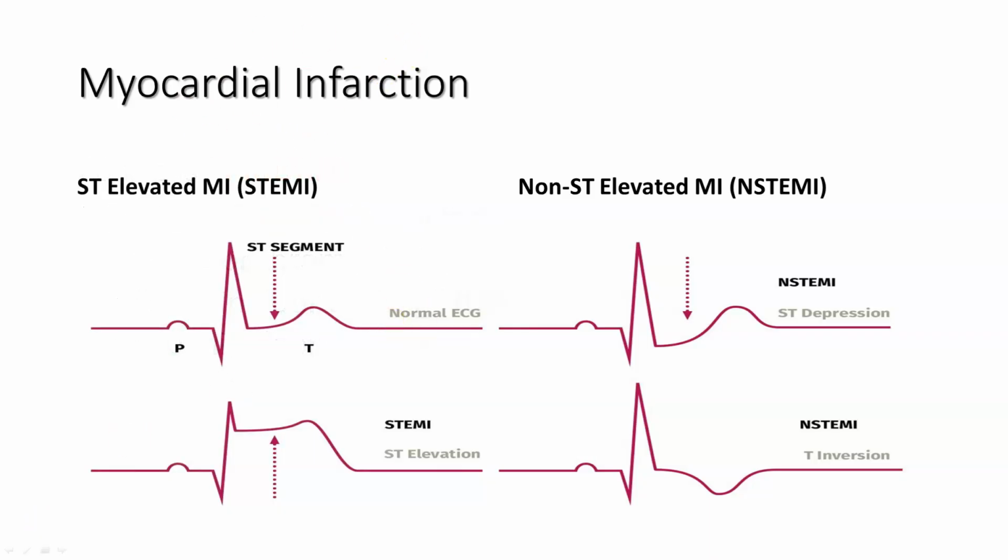Changes that we're going to look for. Again, this is repetitive. We've talked about this already, so bear with us. I have a normal ST segment in 1. In 2, I see definitive ST elevation, right? That's a STEMI, ST elevated myocardial infarction.